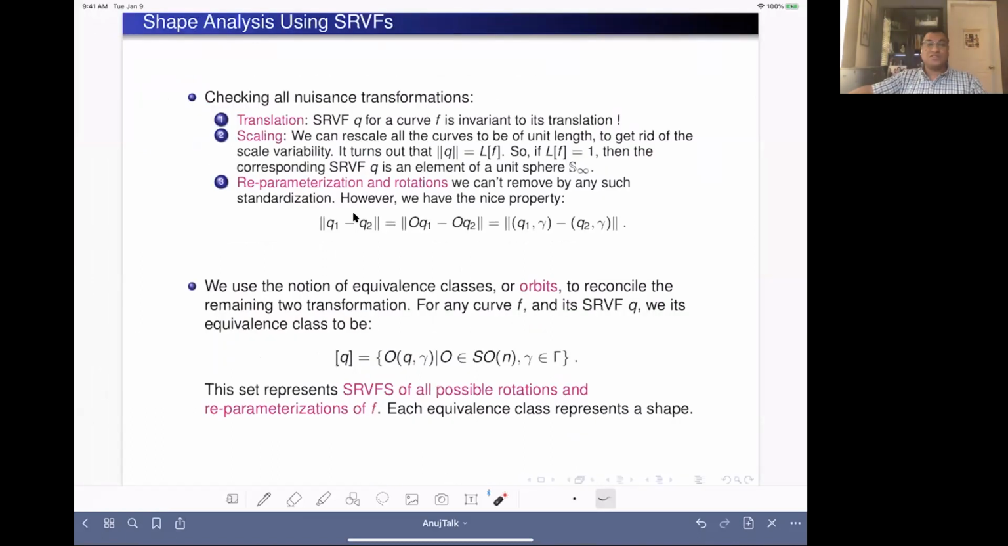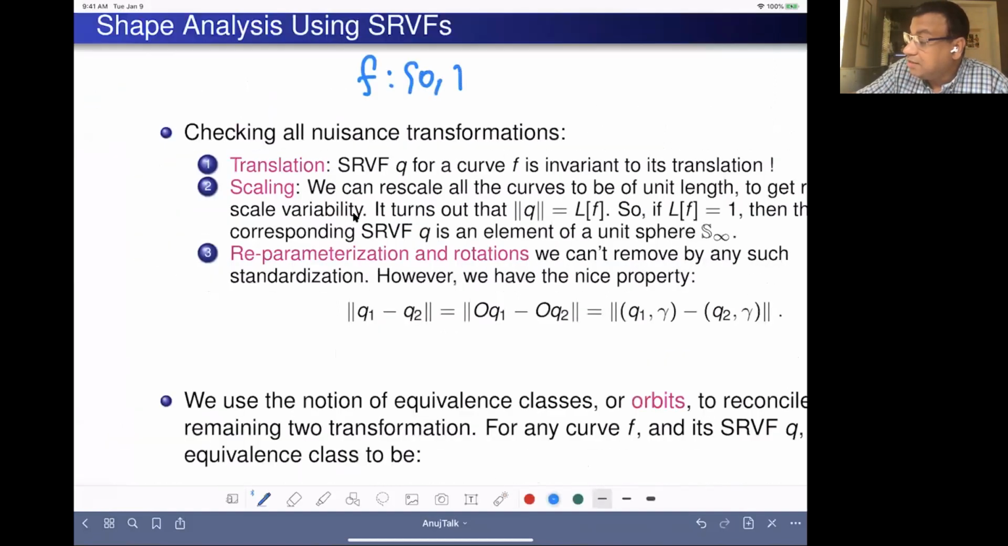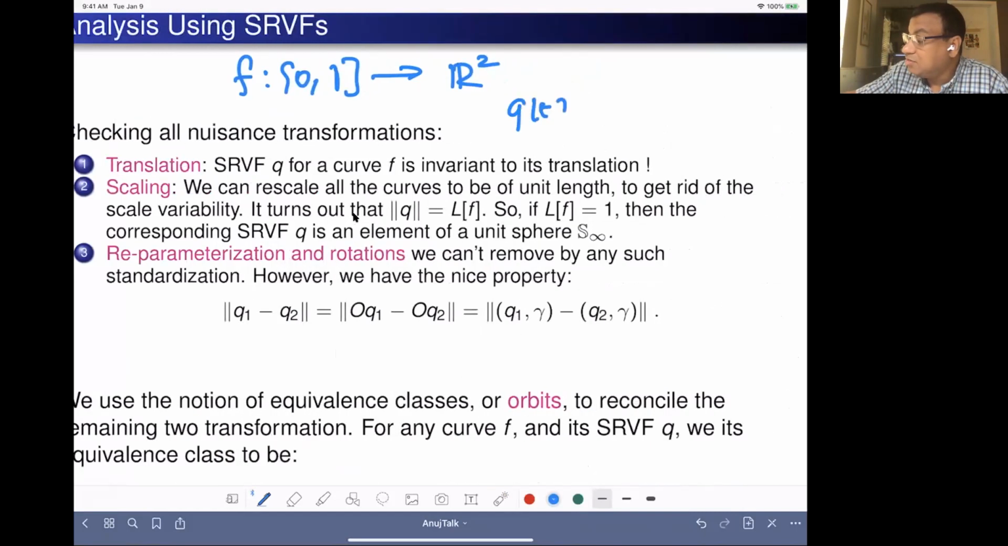Remember, in the shape analysis of curves, I want to get rid of rotation, translation, scaling, and reparameterization. And also, I want to do registration. And so we do this. Let's start looking at how we do this. Remember, I had a curve, which was, let's say, a curve in a plane, from [0,1] to R2. So this was a parameterized curve. I compute its SRVF. So SRVF is Q of t equals F dot of t divided by the magnitude of F dot of t.